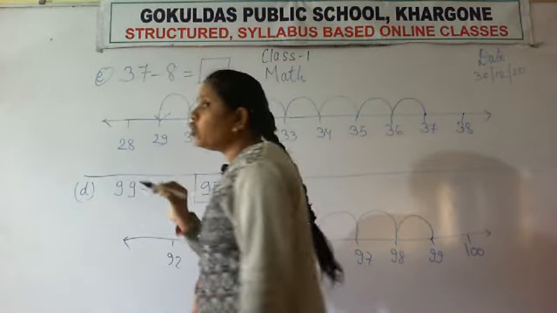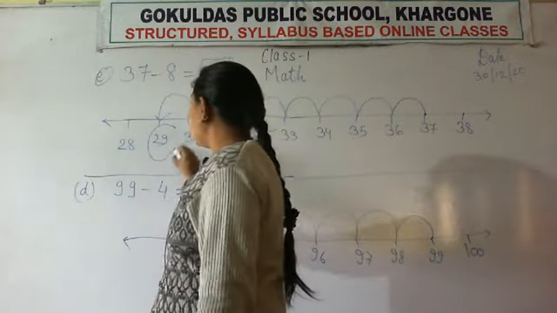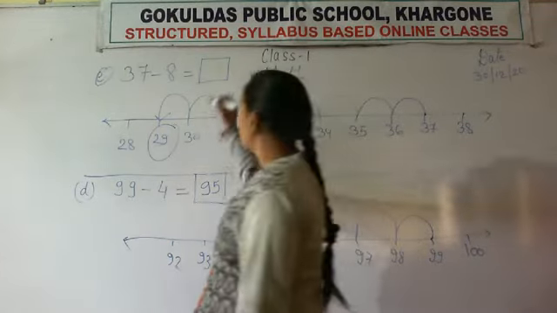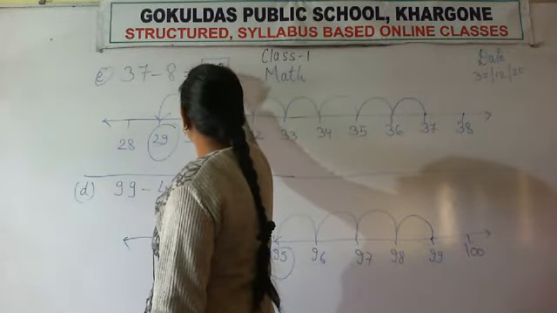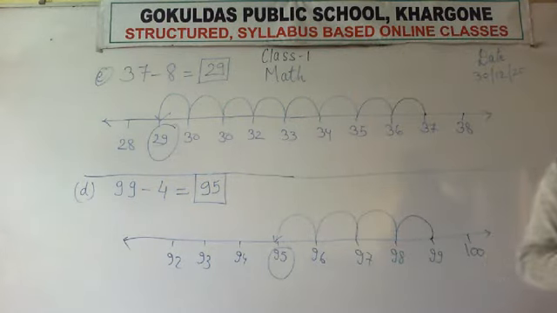At which number do you stop? You stop at number 29. So the subtraction of 37 minus 8 is 29. Write fast.